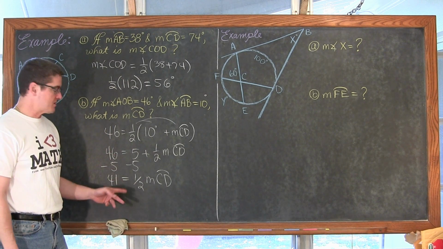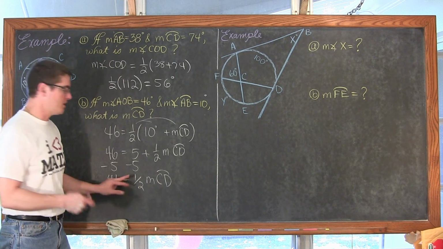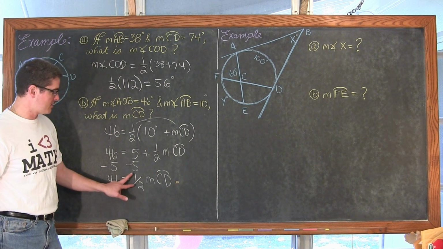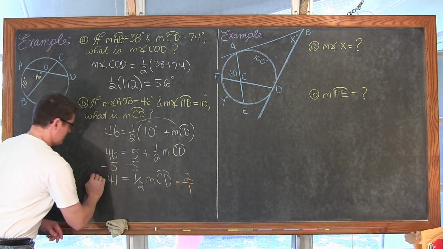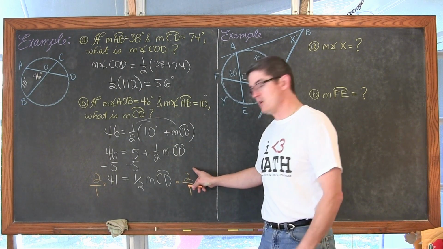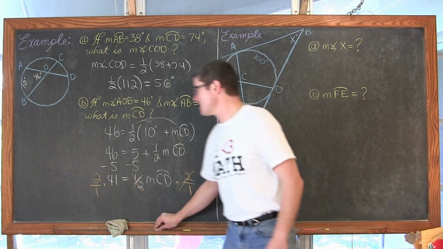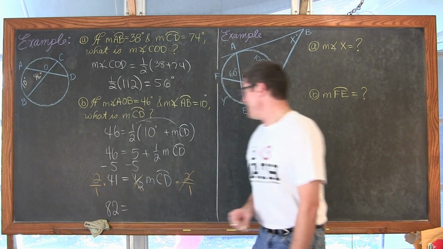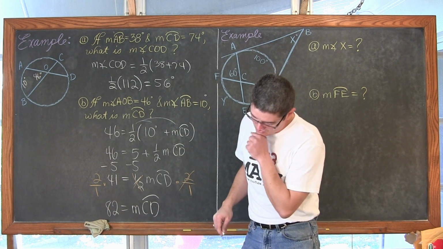Or, if you're more comfortable with fractions, and again, this has a numerator of 1, so it's not going to seem like it's any different, but if you have a fraction, you can get rid of it in 1 step instead of 2 by multiplying both sides by the reciprocal. So I'm going to take the 1 over 2 and flip it, and multiply both sides by 2 over 1. And when I do that, that multiplication by 2 over 1 is going to cancel out with that fraction of 1/2, just leaving me with 2 times 41 is equal to 82, and that is equal to the measure of arc CD. And let me just check my own work.